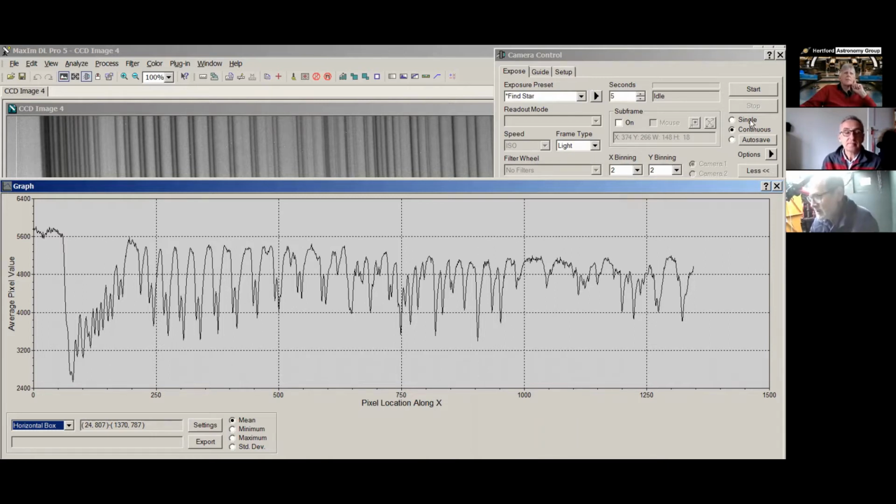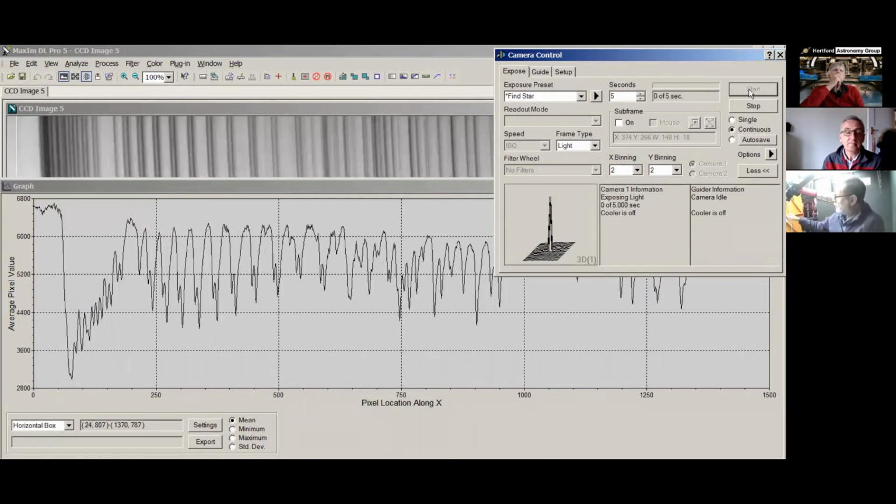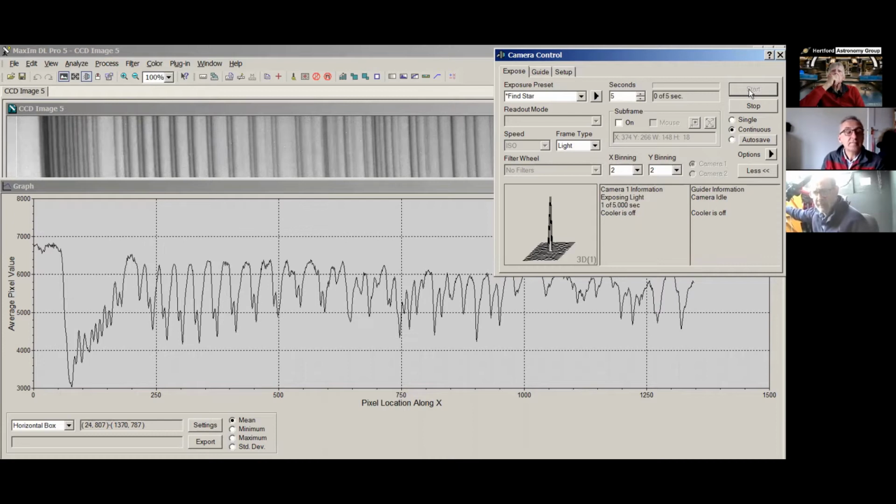So I'm going to start the imaging. It's set at 5 seconds in Maxim DL. And what I'm going to do is move the micrometer on the spectrograph, which is just out of the picture here, and you'll see the spectrum move.